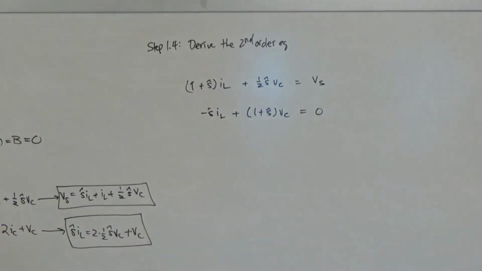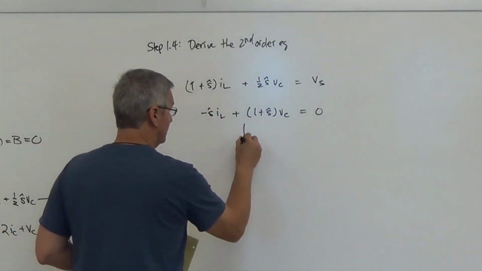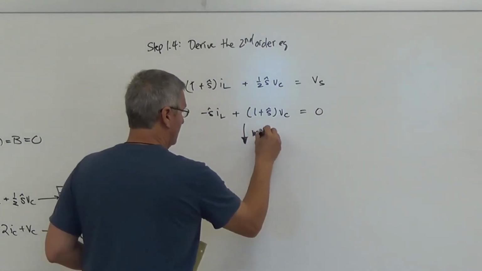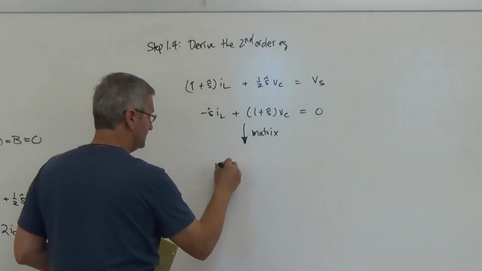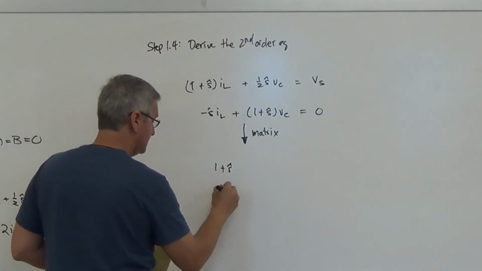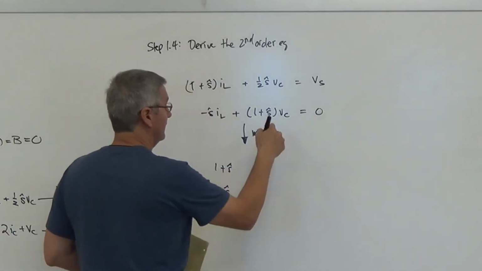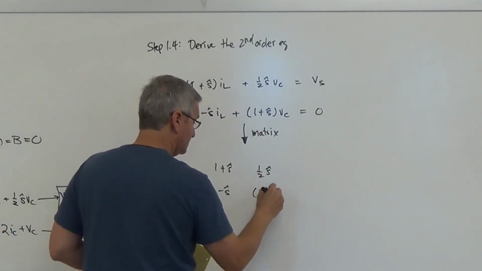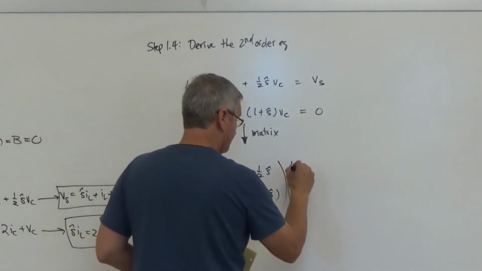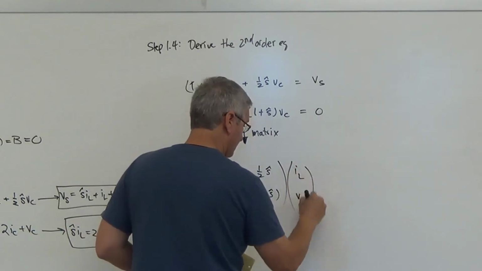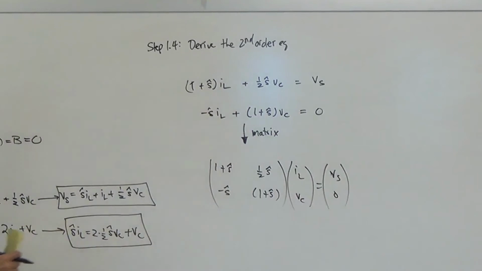So now I'm going to matrix this guy. If I draw a matrix for this guy, what does it look like? I'm going to go right down the column. So I'm going to get 1 plus s hat, minus s hat, 1 half s hat, and then finally this term, which would be 1 plus s hat. And I get this right down.